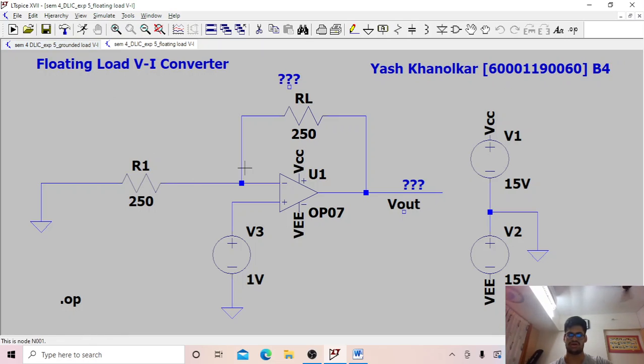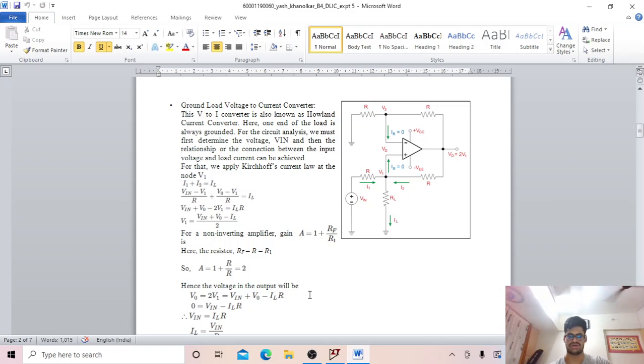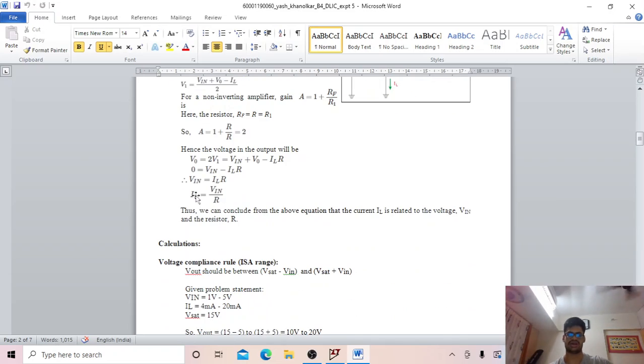So to find the values of R1 and RL, we can use some derivations and formula. We have to apply Kirchhoff's current law in this diagram, and after deriving the whole equation, we get the final answer as IL equal to V in by R. So from this equation, we can say that IL is not dependent on the load resistance, and it acts like a constant current source, which is the case ideally. Practically, IL is somewhat dependent on the load resistance.